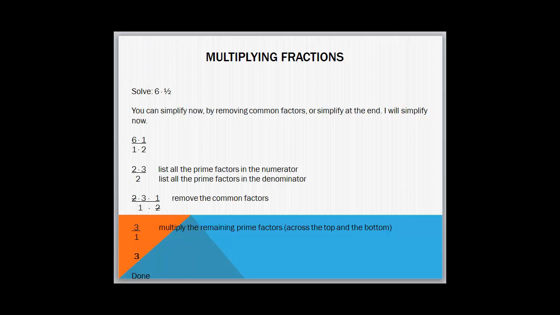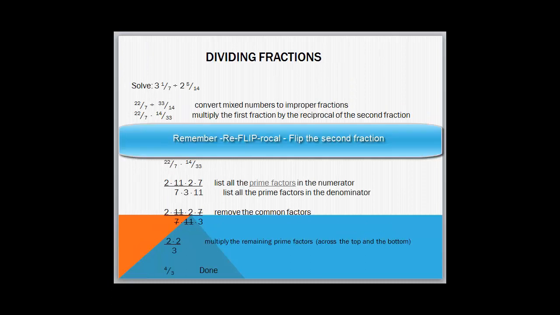The prime factors of 6 are 2 times 3. And actually 1/2 is already reduced. It's as low as it can go. So we can see now that there is a common factor of 2 on the top, and then there's a common factor of 2 on the bottom. So we'll go ahead and get rid of the common factor of 2 from the numerator and the denominator, and then you just multiply what's left. 3 times 1 is 3, and it's over 1. So 3 over 1 simplifies to 3 because 3 divided by 1 is 3. Okay, so that's as low as you can go for that one. So you're done. So now let's go ahead and look at dividing fractions.